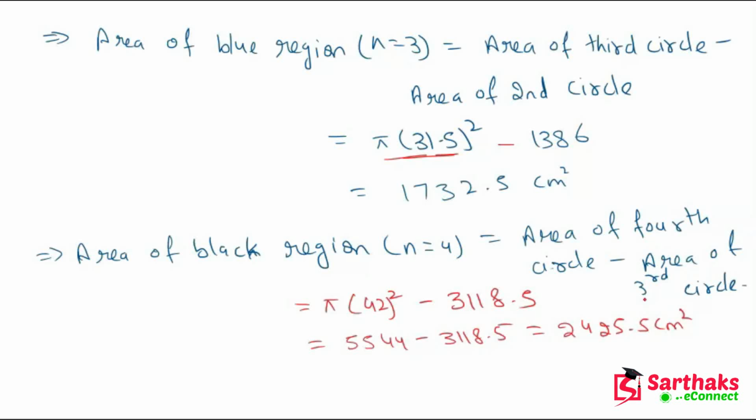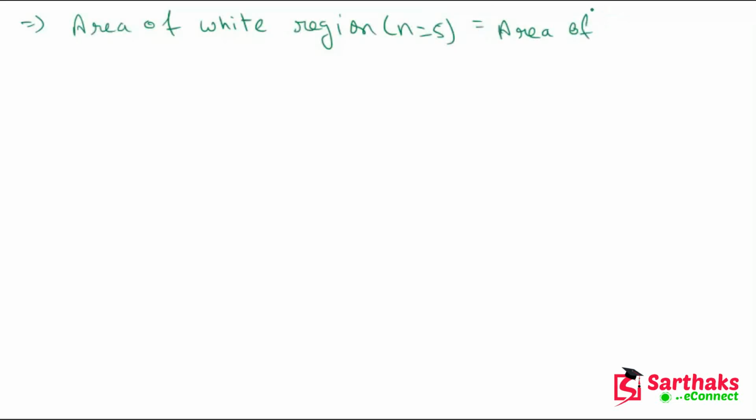So now we have to find it for n is equal to 5 for the white region. Okay, for the white region. Now the area of the white region, which is n is equal to 5. So for this we get the area of the fifth circle minus the area of the fourth circle.